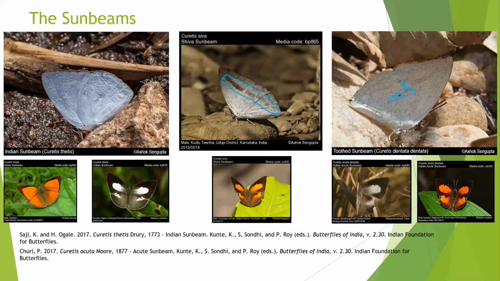This is a very old specimen, so I'm able to show it. There's an extension of this band in the forewing, which goes to the hind wing also, and this is in line with the end cell band. This is the cell area. This is the end cell band here, and it is in line with the end cell band. That makes it an acute sunbeam or angle sunbeam in the Western Ghats. And it is quite different from the Shiva sunbeam.